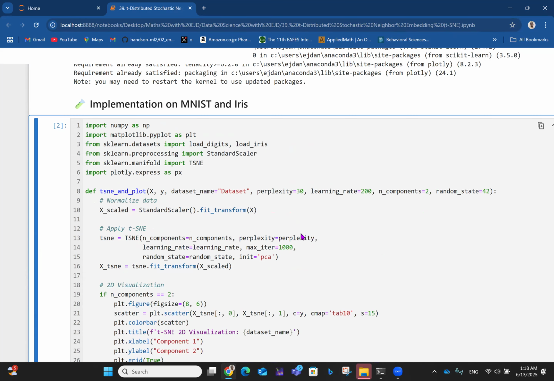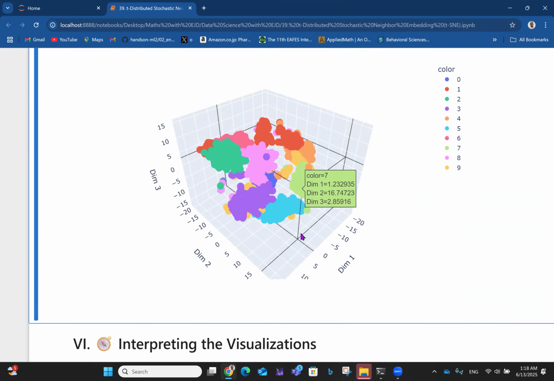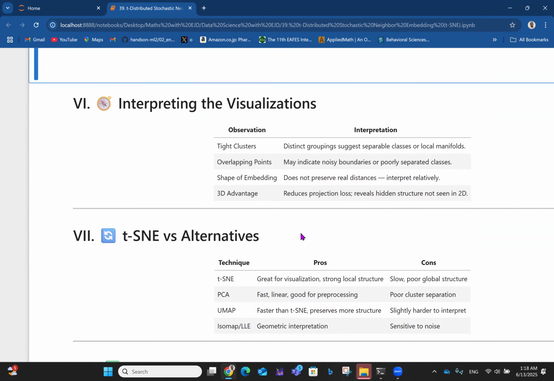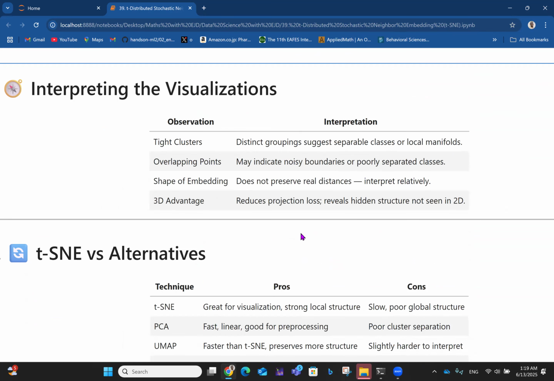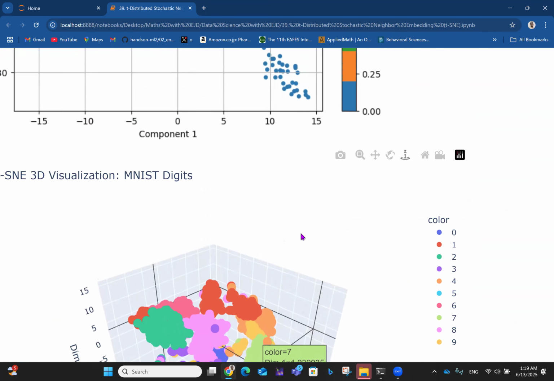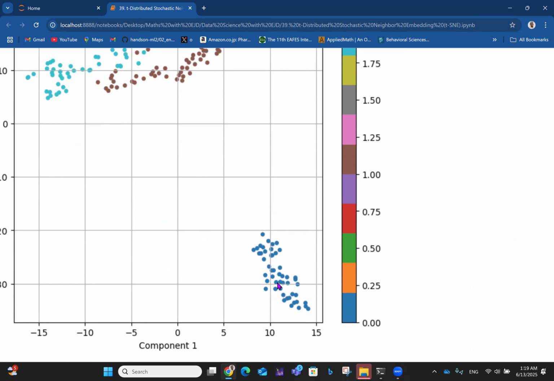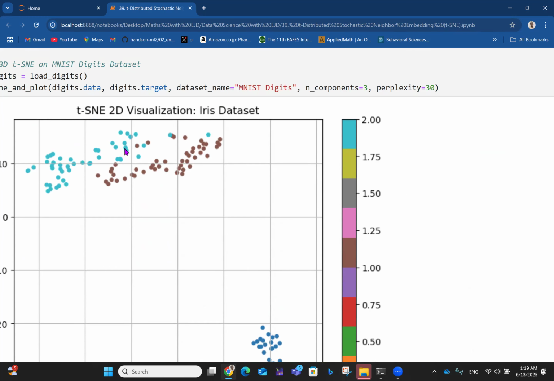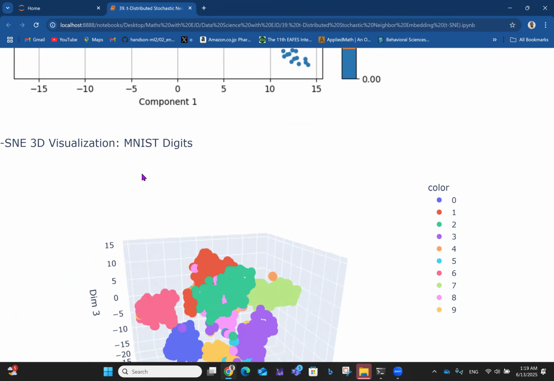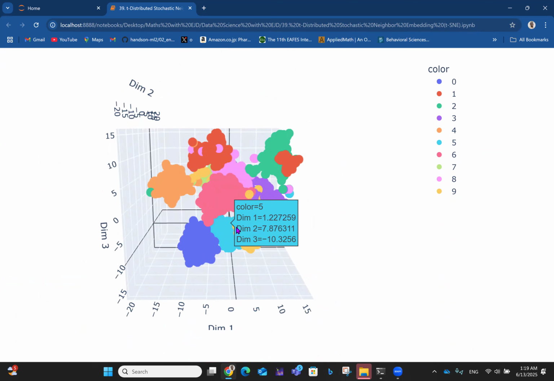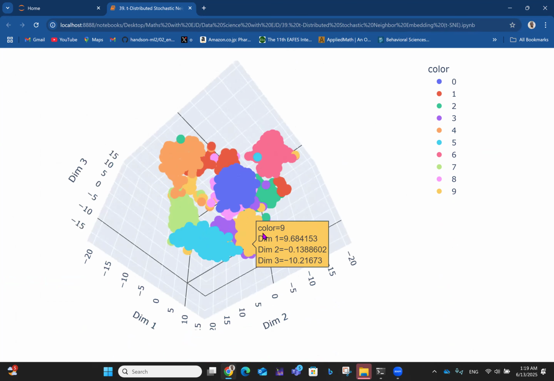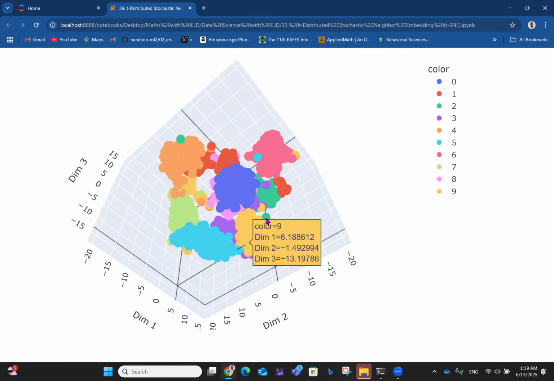That's us implementing t-SNE on the MNIST and Iris datasets. So how do we interpret the visualizations? When you have tight clusters, distinct groupings suggest separable classes or local manifolds. You can see this is clearly distinct from the ones up here. Without the coloring, it's difficult to know that these are distinct because you have some overlaps. But the color tells us they are actually different, though not clearly separated. You can rotate this and see what's going on. That's the beauty of Plotly.